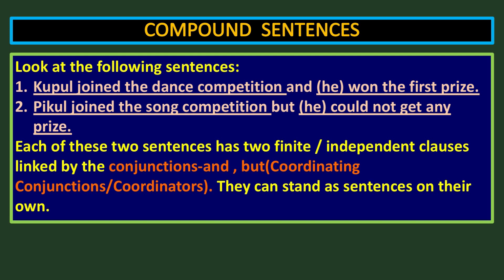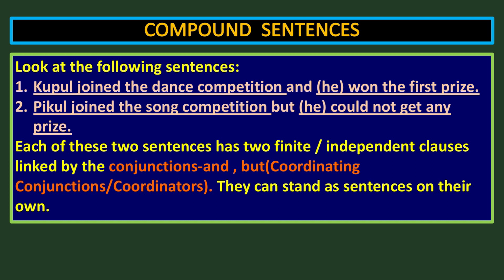So, Pickle joined the song competition, this is one finite clause, and he could not get any prize, that is another finite clause. There are two finite verbs and two finite clauses in each sentence, and these two finite clauses are independent clauses. They are linked by the conjunction 'and' in sentence number 1 and by the conjunction 'but' in sentence number 2. That is why these two sentences are compound sentences.